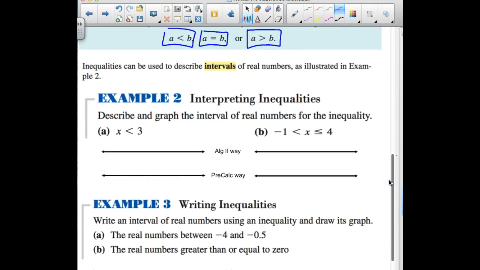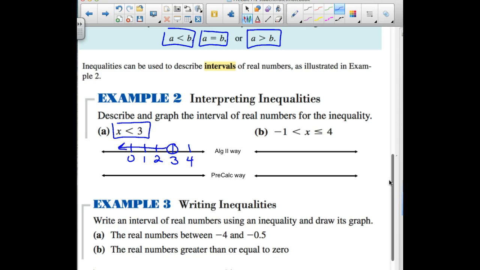Now there is something new in this one that you did not have in Algebra 2. If you were asked in Algebra 2 to describe and graph the interval of real numbers represented by this, we read this as x is less than 3. What you probably did is you started making a number line. All right, and you would have put an open circle at 3 and put an arrow to the left to say you want all the numbers that are smaller than 3.